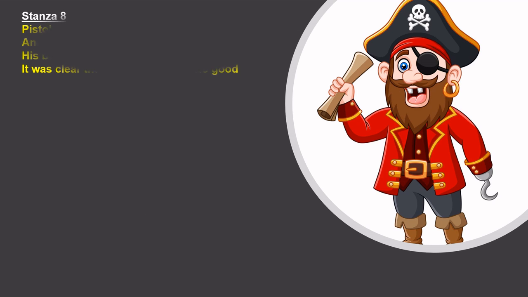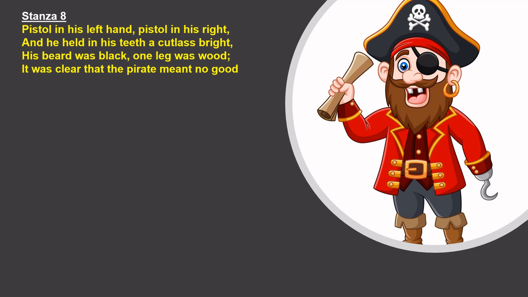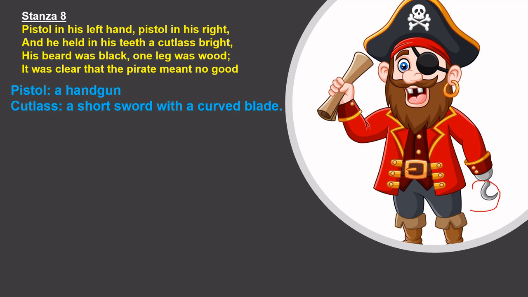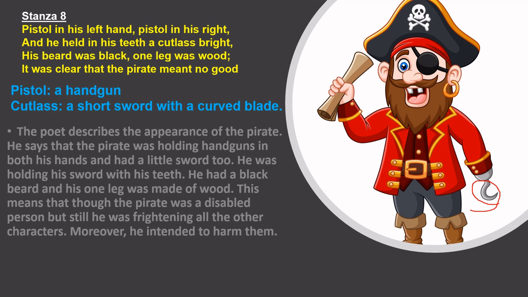Now moving to the 8th stanza. Here the poet says, "Pistol in his left hand, pistol in his right, and he held in his teeth a cutlass bright. His beard was black, one leg was wood. It was clear that the pirate meant no good." So pistol is a handgun, and cutlass is a short sword with a curved blade. As you can see here, the pirate is holding something in his hand.